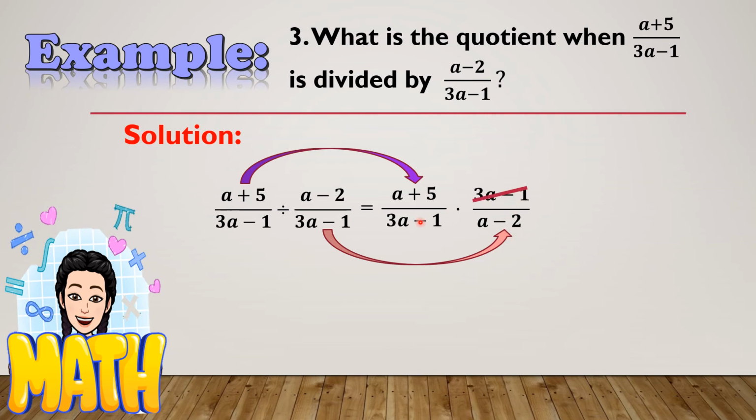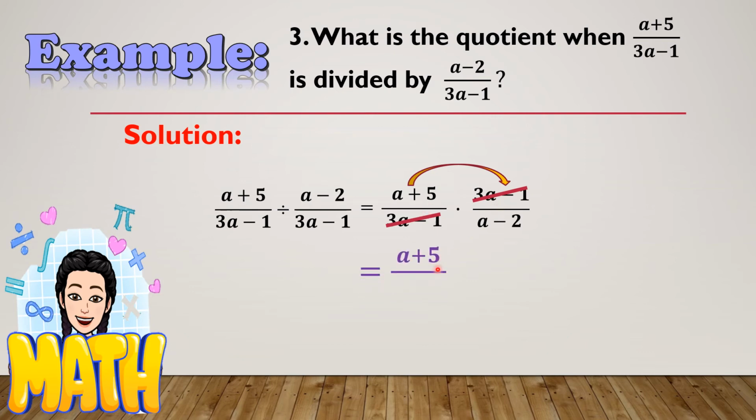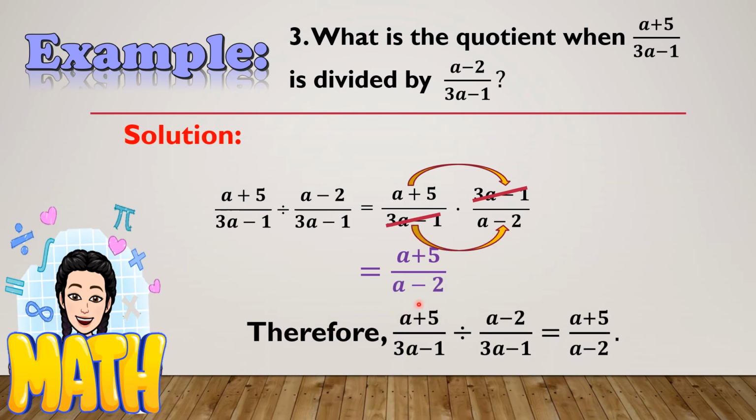Then, cancel the common factors sa ating numerator at denominator na 3a minus 1. Then, multiply the remaining factors. So, a plus 5 times 1 is a plus 5. And 1 times a minus 2 is a minus 2. Therefore, the quotient is a plus 5 over a minus 2.